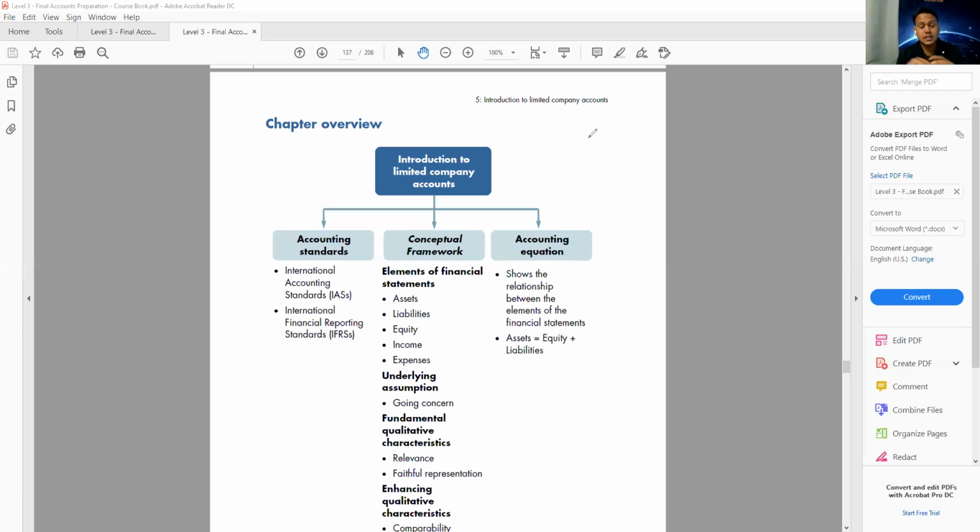Now I'll tell you one thing. So many people think you have to be fully qualified to become an accountant, or you have to be a chartered accountant to open a firm.